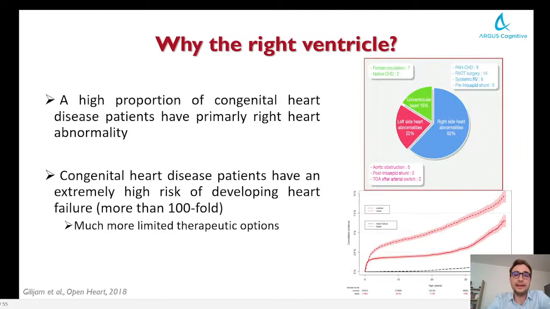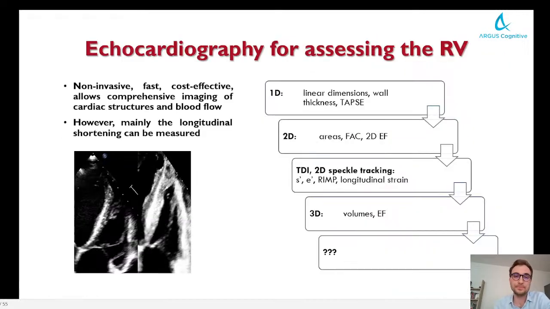So, a high proportion of congenital heart disease patients have primary right heart abnormality or have biventricular abnormality. And congenital heart disease patients have an extremely high risk of developing heart failure, more than 100-fold, with much more limited therapeutic options compared to left heart disease, adult heart disease patients. And as I've already mentioned, a very huge proportion of them have primary right ventricular dysfunction.